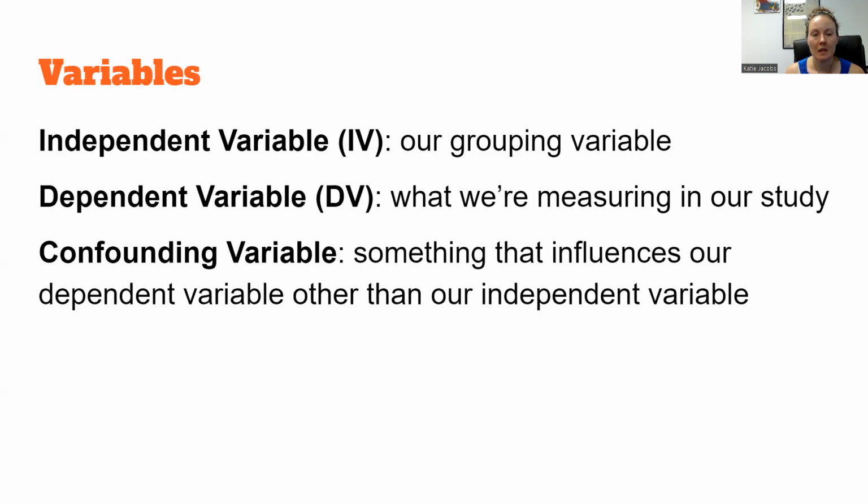We also have confounding variables, and this is something that influences our dependent variable other than our independent variable. If we're doing experimental design, a lot of times what we want to do is see if our treatment has an effect on our dependent variable. And so if we have other things that are related to that dependent variable or can change it that are not related to our independent variable, then we call it a confounding variable because it can mess up, or confound, our results.